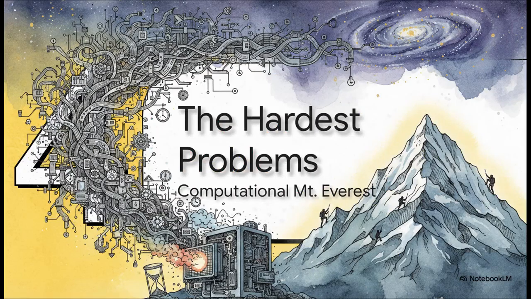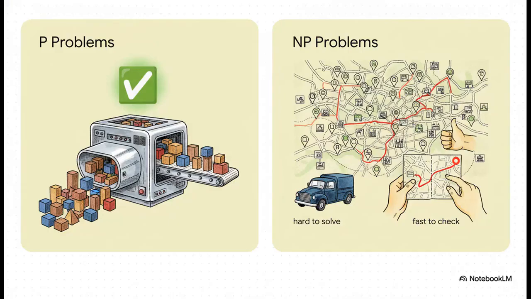This whole idea of efficiency leads us to the very edge of what's possible with computers. Turns out, there's a class of problems so ridiculously hard that even with our best algorithms and our fastest supercomputers, finding a perfect solution could take longer than the age of the universe. This is the great divide between what are called P problems and NP problems. P problems are the ones we can solve quickly, like sorting a list.